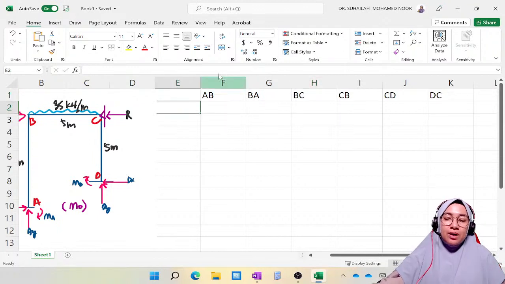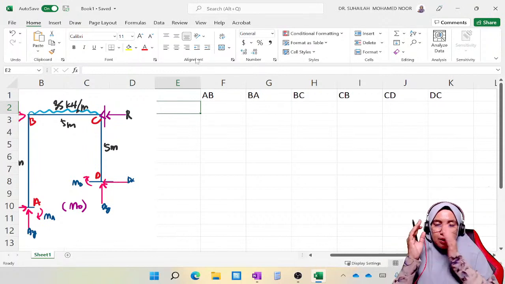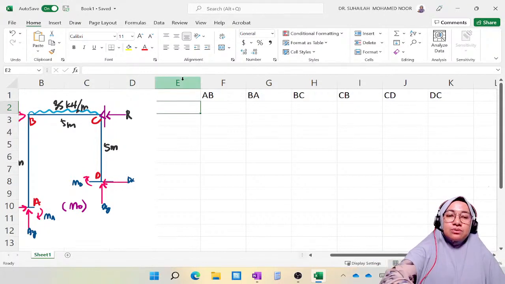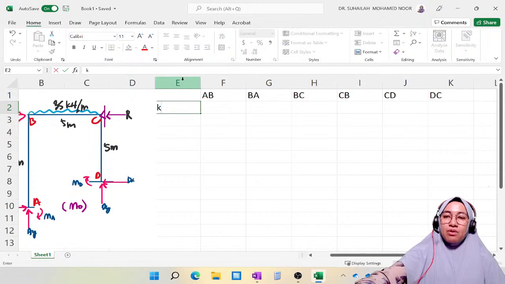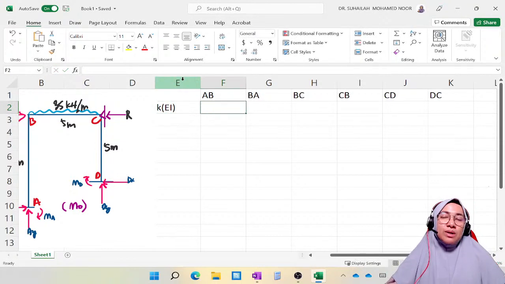We have to calculate K first, the stiffness factor. I want to calculate the stiffness factor using the table directly. So it is K, and of course it is in terms of EI. EI I have set constant. And actually, in order to calculate the distribution factor, the EI will be cancelled.